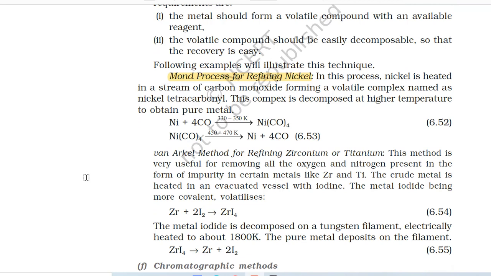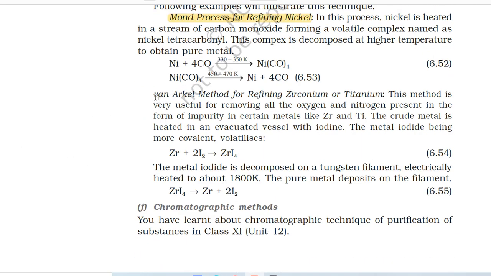In this process, nickel is heated in a stream of carbon monoxide forming a volatile complex named nickel tetracarbonyl. This complex is decomposed at higher temperature to obtain pure metal. Nickel plus 4 carbon monoxide at 330 to 350 Kelvin gives nickel tetracarbonyl. Now nickel tetracarbonyl at 450 to 470 Kelvin gives nickel plus 4 carbon monoxide.